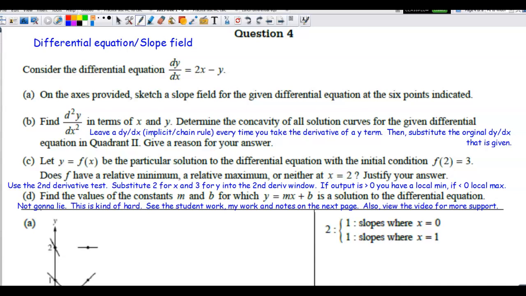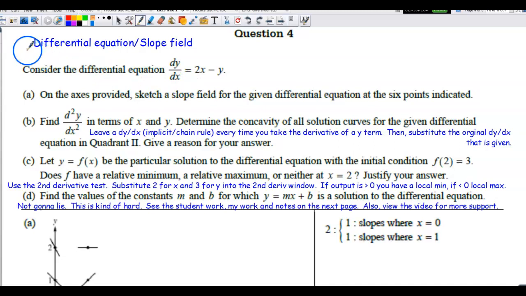So let's talk about the 2015 questions 4 through 6. And these questions are completed without a calculator. And so in the first question, the prompt tells us that we're going to consider the differential equation. So there's lots of directions that this question can go.